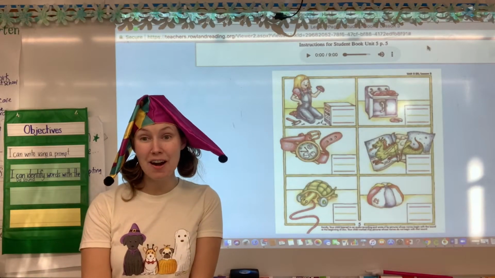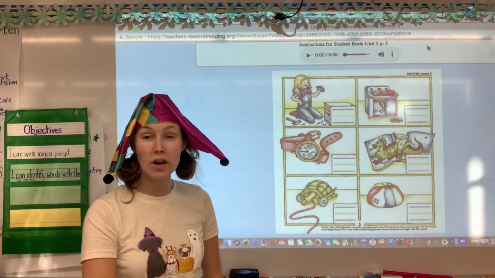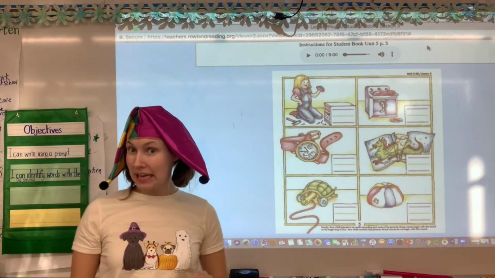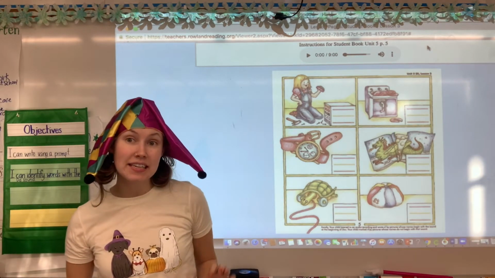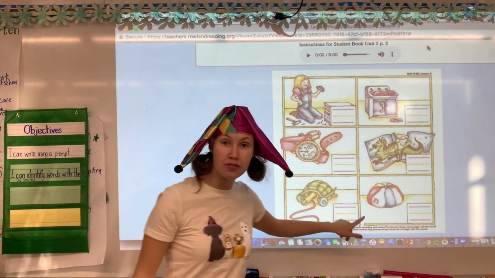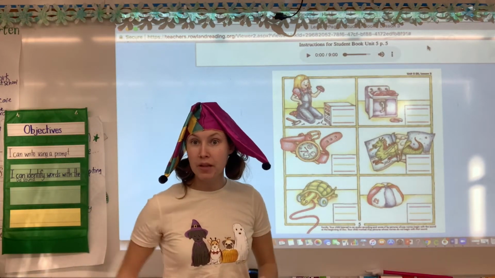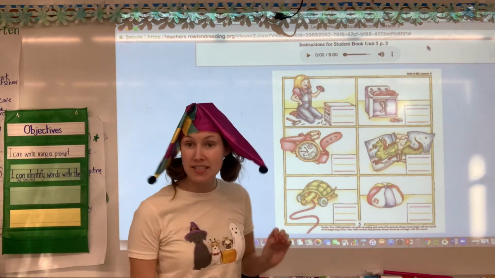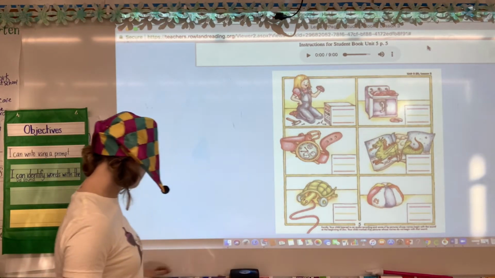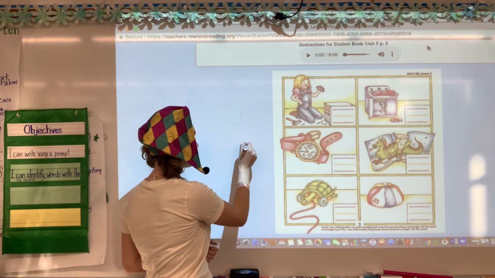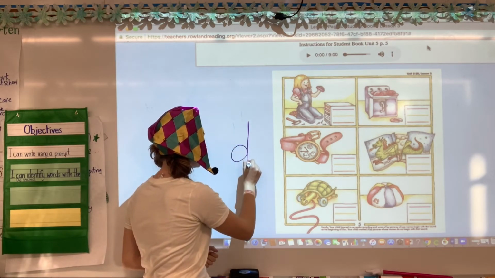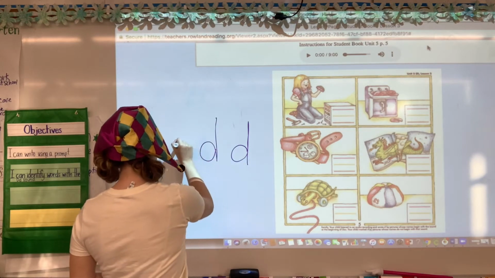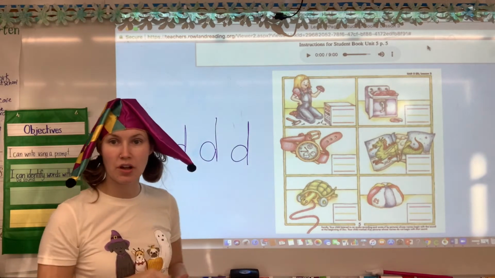Okay, like we mentioned in our objective, we're going to be looking for the words that have the D sound at the beginning. So we're focusing on the beginning of words right now, and we are listening for the D sound. So we are on page 5 in our Doc student book. We are going to be listening for the words that start with D, and if we hear the D sound, we are going to be writing lowercase d. Remember, we practiced lowercase d yesterday. It looks like this. You can start from the top and make your circle, or you can start from the middle line and make your circle and your line up and down.